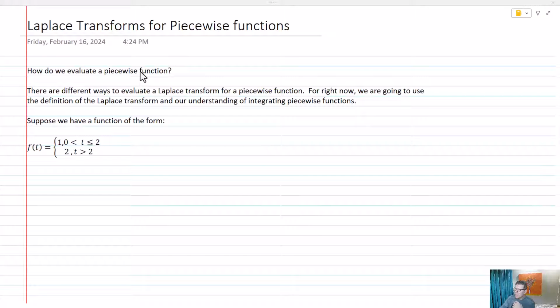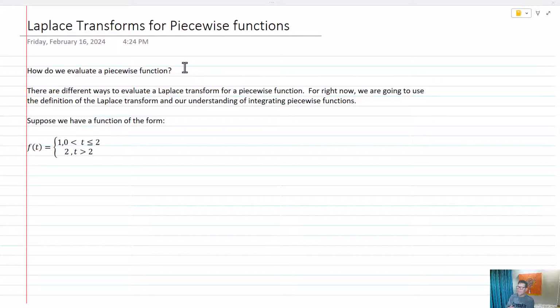What we want to do is actually evaluate Laplace transforms for piecewise functions now. And so how do we evaluate the Laplace transform for a piecewise function? There are some different ways to do that, but what we're going to use for our purposes right now, as we're just learning about the Laplace transform, is the definition of the Laplace transform.